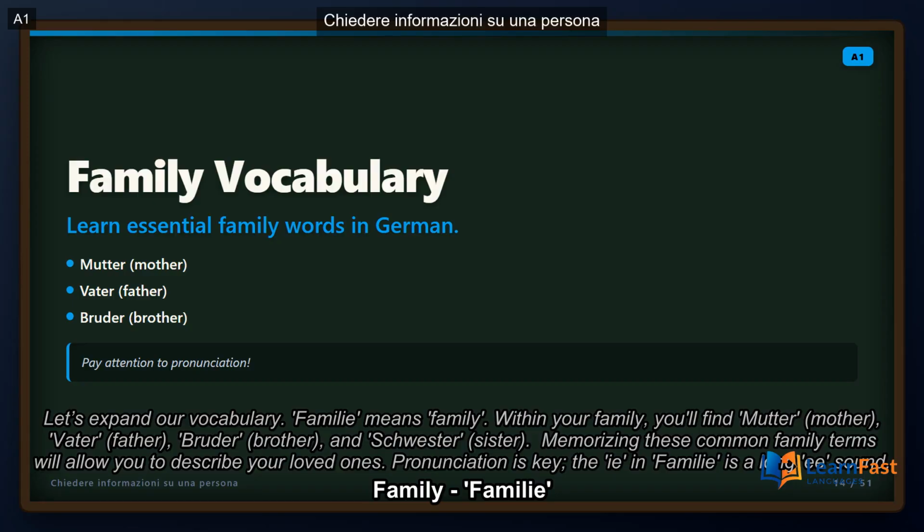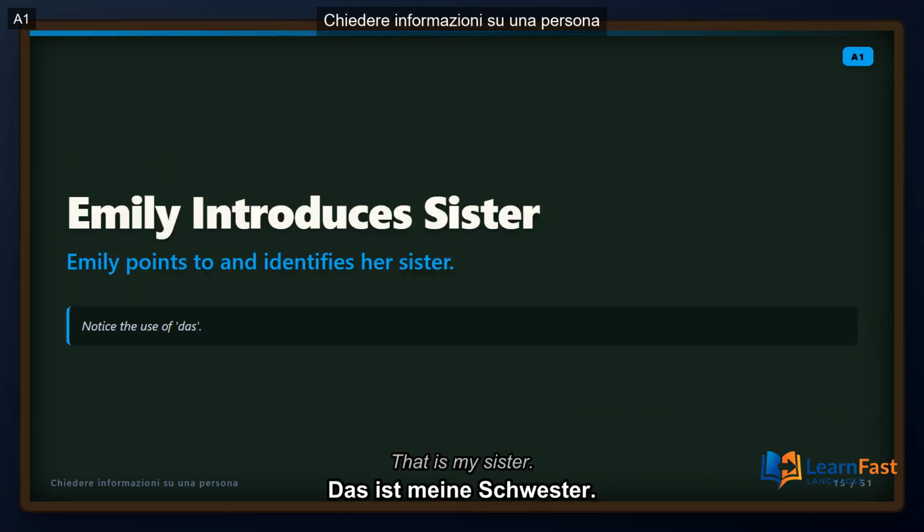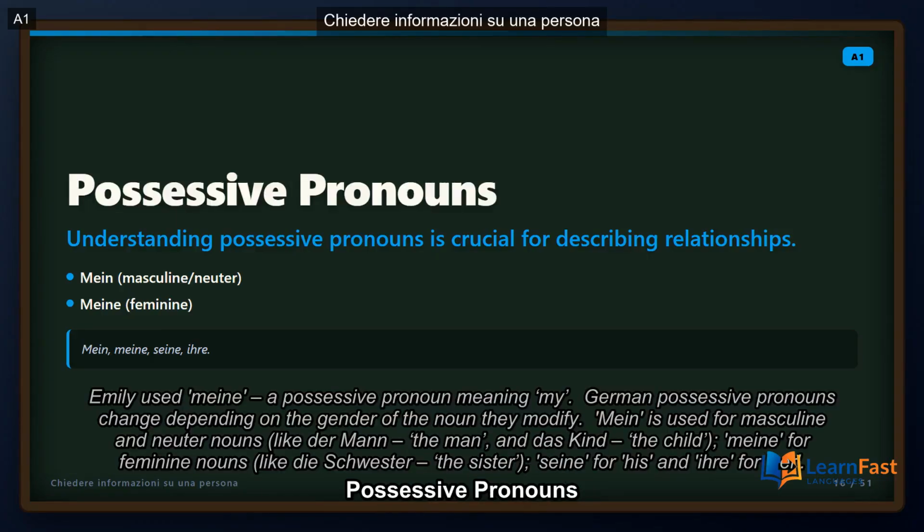Pronunciation is key. The ie in Familie is a long E sound. Das ist meine Schwester. Emily used meine, a possessive pronoun meaning my. German possessive pronouns change depending on the gender of the noun they modify.